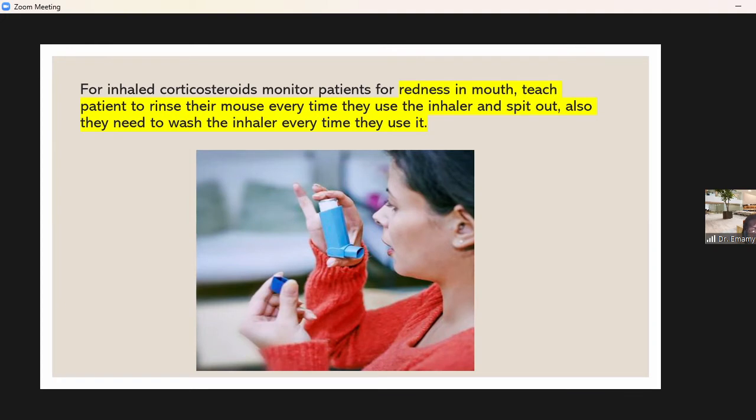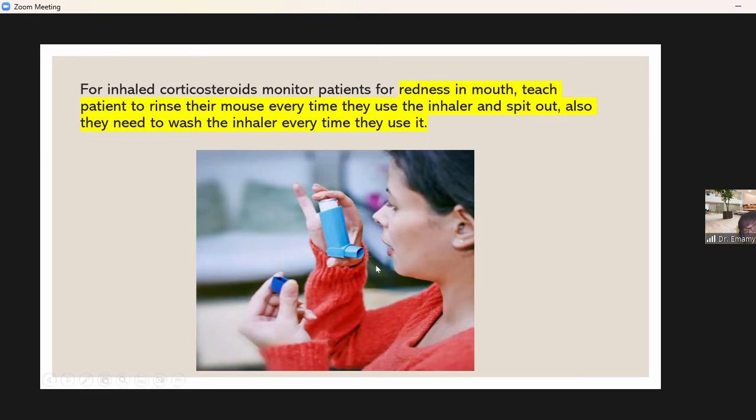long-acting beta-2 agonist. For other inhalers like salmeterol, you advise your patient to wash the inhaler twice a week or every other day. But for inhaled glucocorticoids, patients should wash the inhaler every single time that they use it. Why? Because glucocorticoids suppress the immune system and strongly increase risk for fungal infection, candidiasis inside of the mouth and inside of the esophagus.